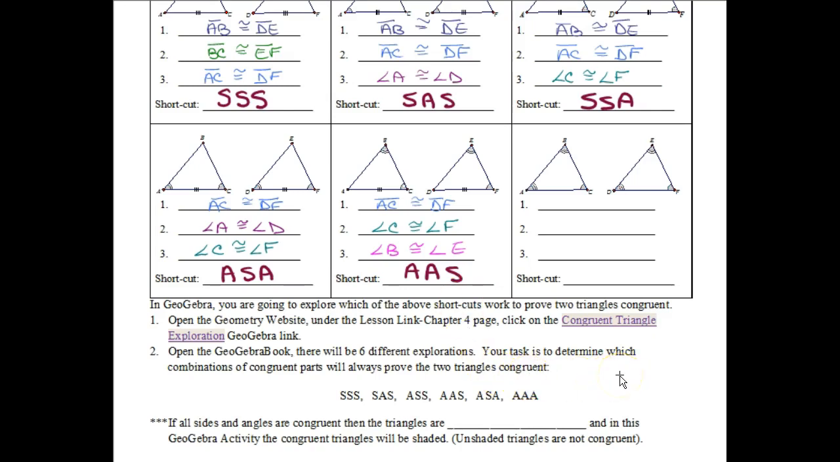As we take a look at our last picture, the way that we describe this relationship is based off of the fact that all 3 sets of angles are congruent, and this abbreviation is angle, angle, angle.